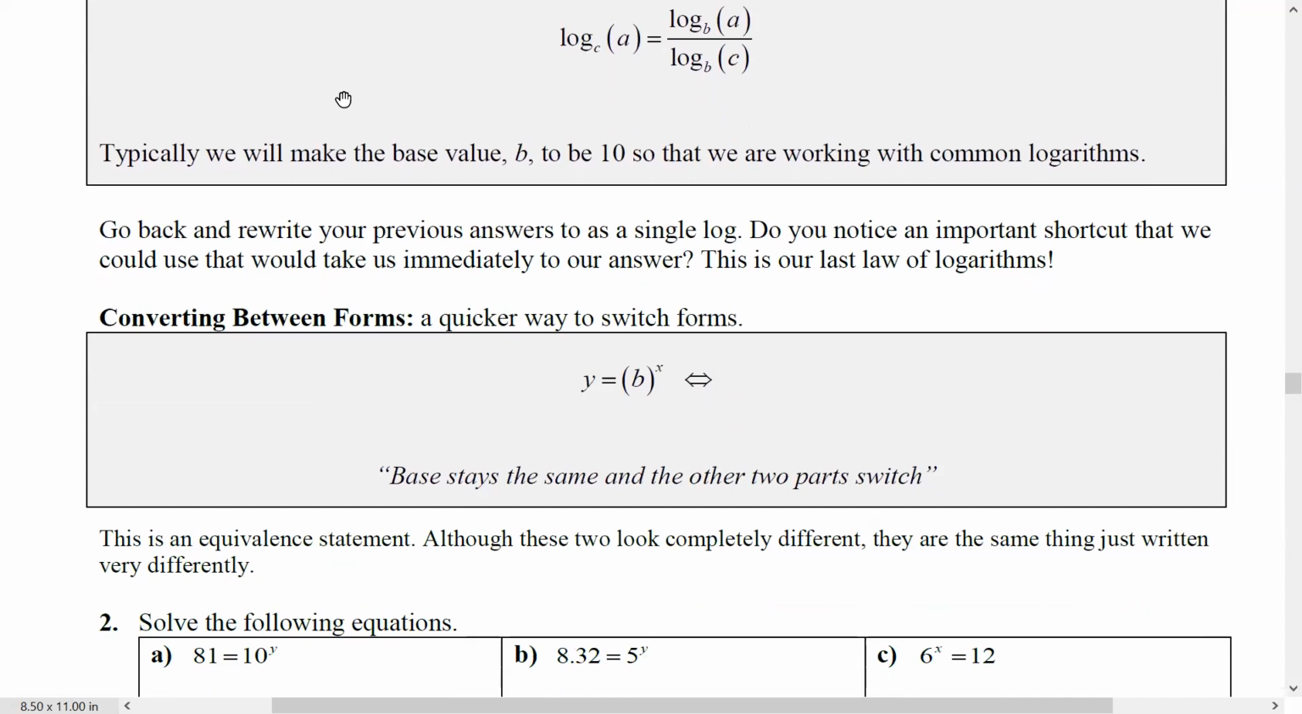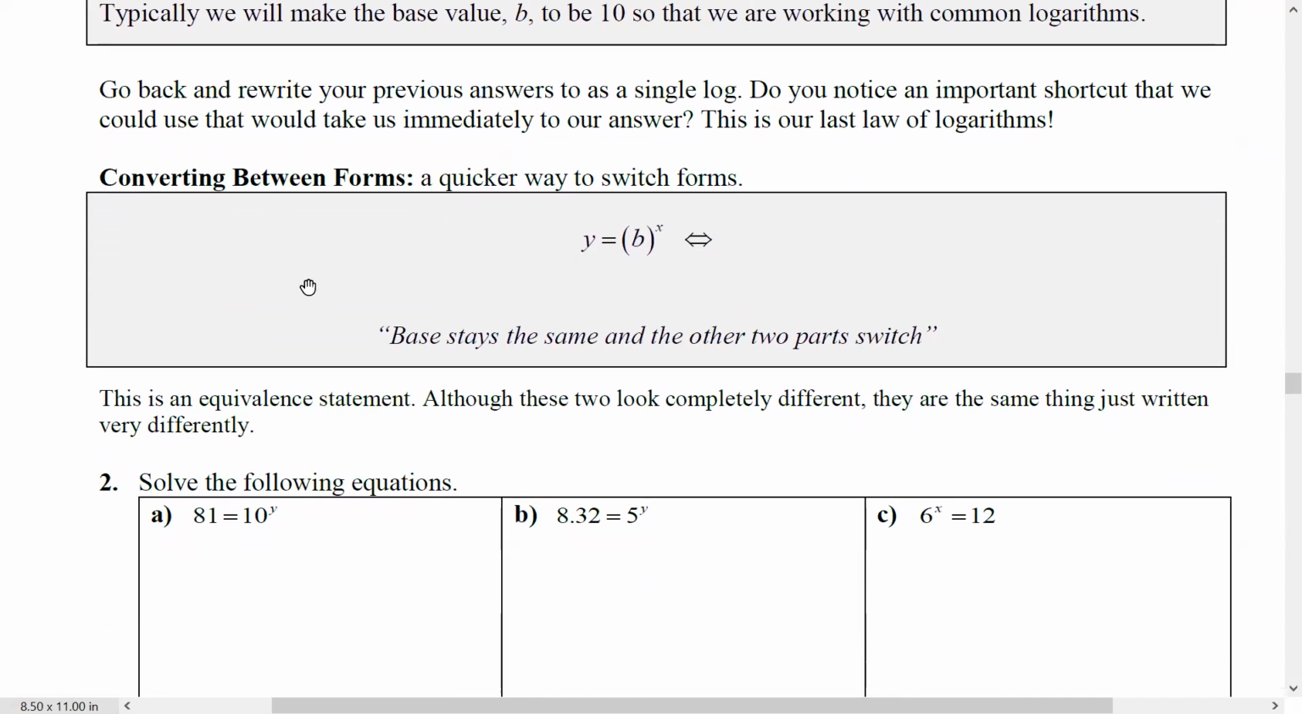Right here. There's an important shortcut that we could go to right to our answer. This is our last law of logs, and this is on the formula sheet. My little expression is the base stays the same and the other two parts switch. They're switching because it's an inverse.